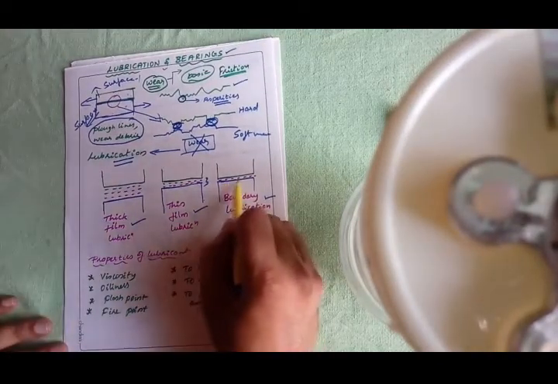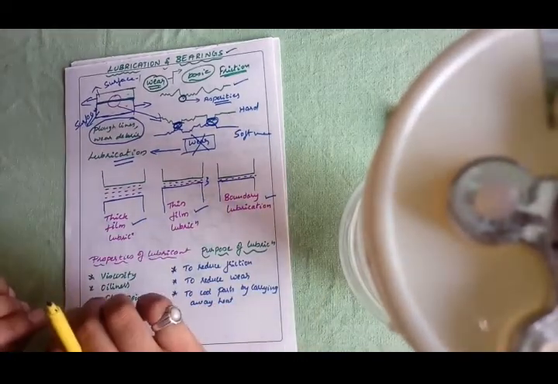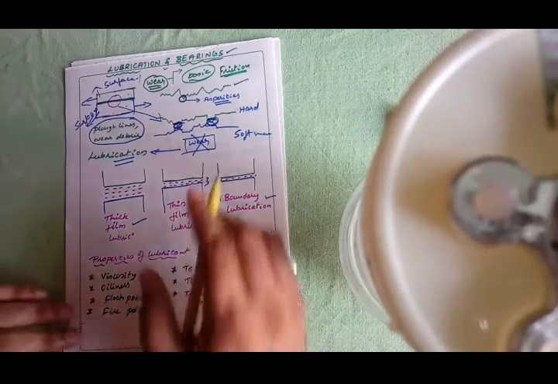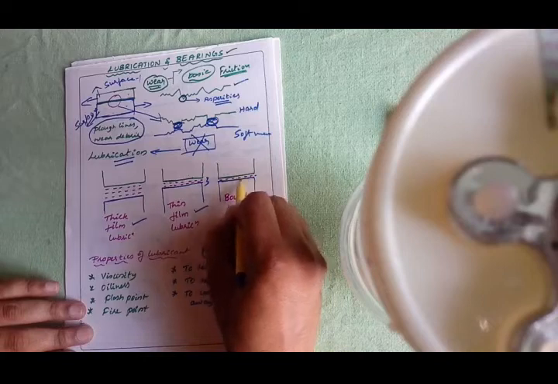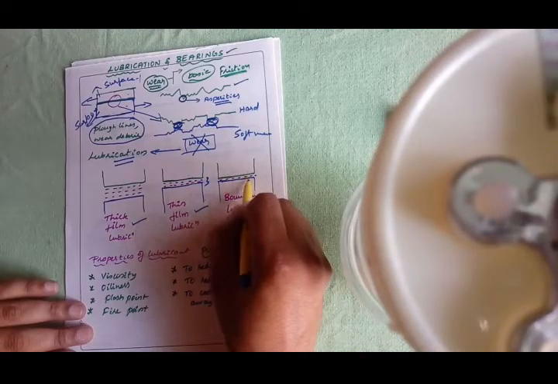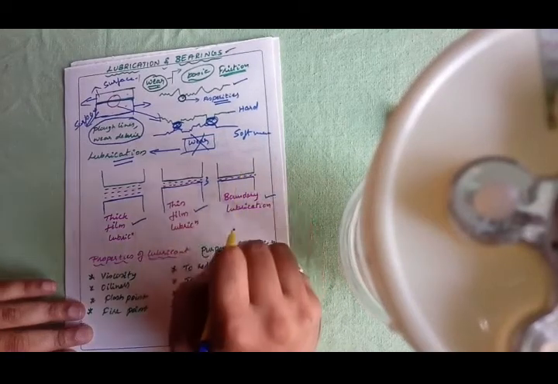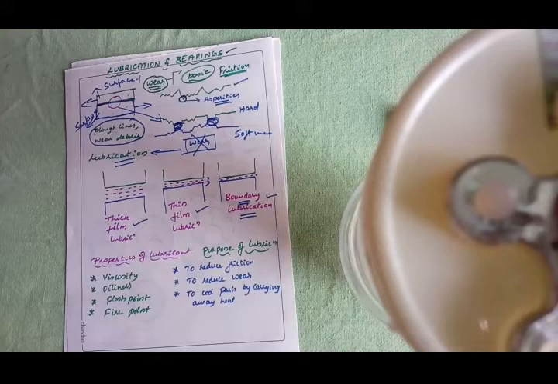But the boundary lubrication is a type of lubrication where both the surfaces are separated by a small film. Here, whenever there is a relative motion, there will be surface to surface contact. Particularly at the asperities, there will be contact with both the surfaces. These are the different types of lubrication which are available.